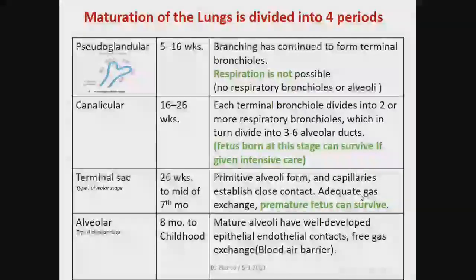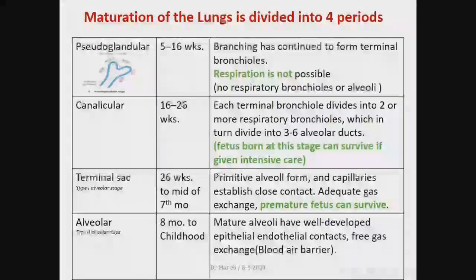Now, maturation of the lung. There are 4 periods, and there are corresponding 4 stages in the maturation of the lung, and each stage has characteristic changes. In the first, the pseudoglandular stage, the lung looks like a gland. Only branching has continued up to form terminal bronchioles. There are no respiratory bronchioles and no alveoli, so respiration in this stage is not possible.